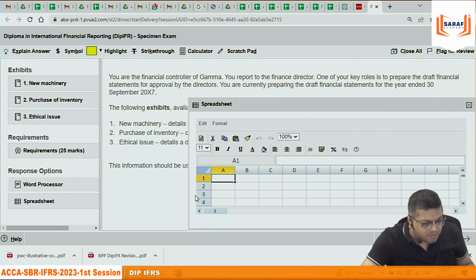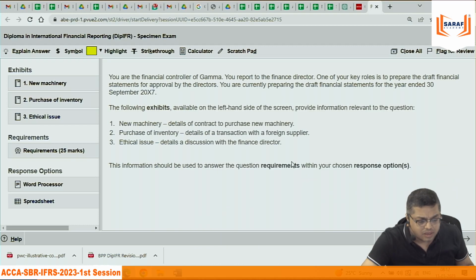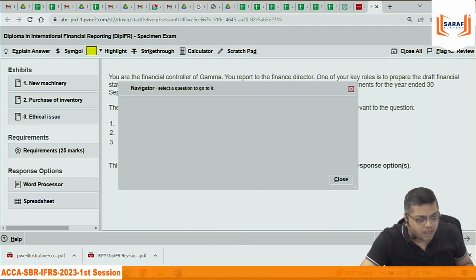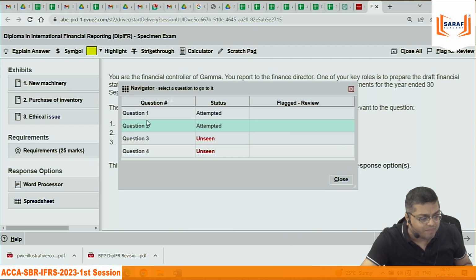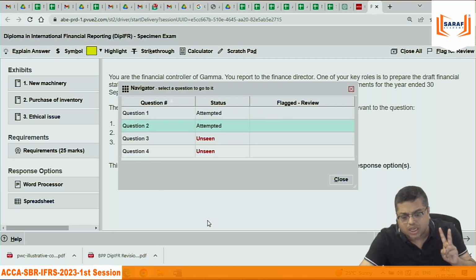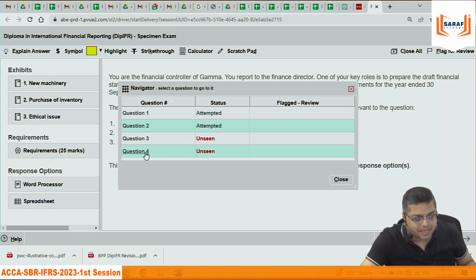If this involves some calculation, Excel is also there, a spreadsheet is also there. Like that for IFRS, there are 4 questions. If you go to the Navigator tab, 1 question, 2 question, 3 question, 4 question. 4 questions are there. Each question is of 25 marks. No option, all questions are to be solved. This is a 100 marks paper. Each question will be of 25 marks. And you need to score 50 marks to pass the exam.